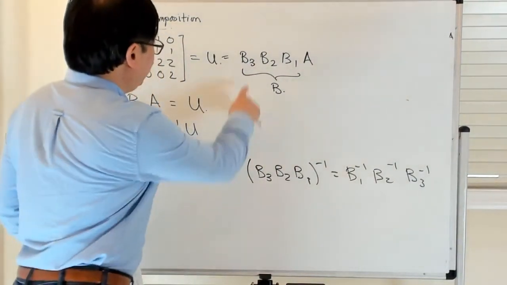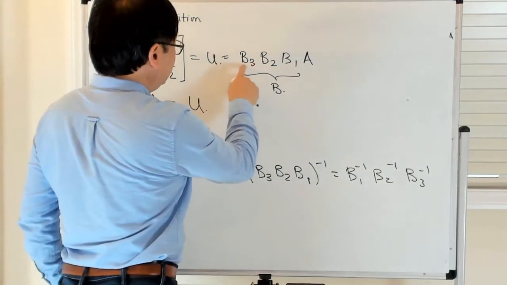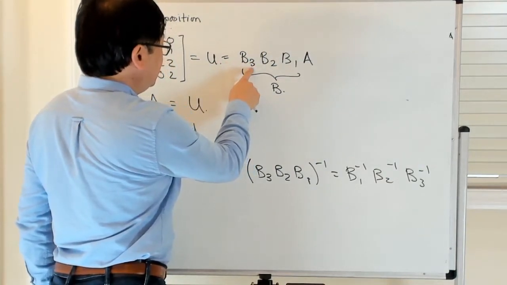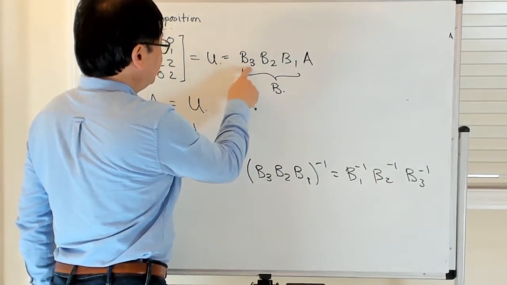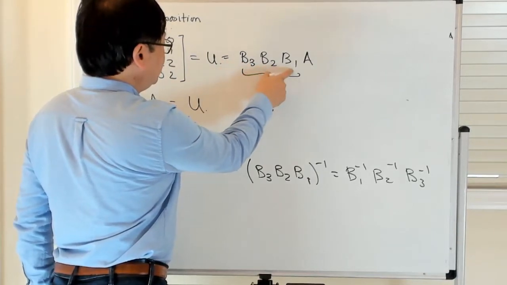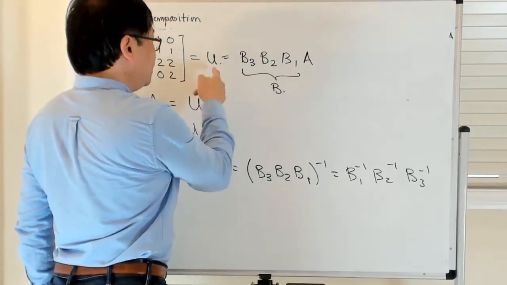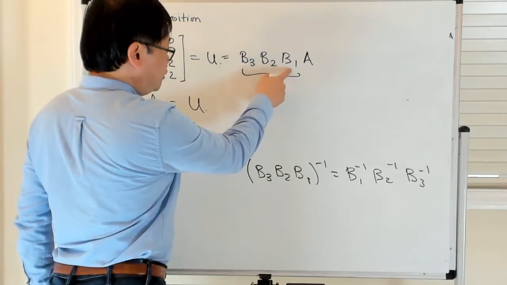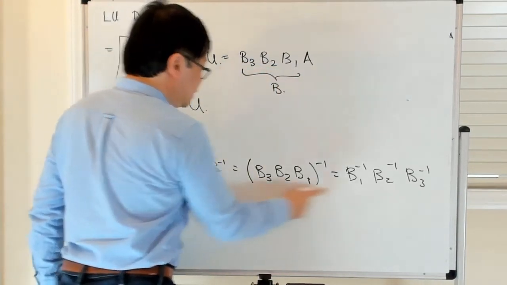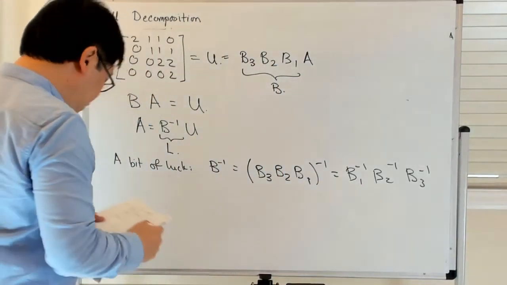Because if you want to take the inverse of this, you first have to invert B3. So B3 inverse times B3 will be the identity, so you're left with B2, B1. Then you have to multiply again on the left by B2 inverse, and then multiply on the left by B1 inverse. So the fact that this is equal to this is not so surprising.